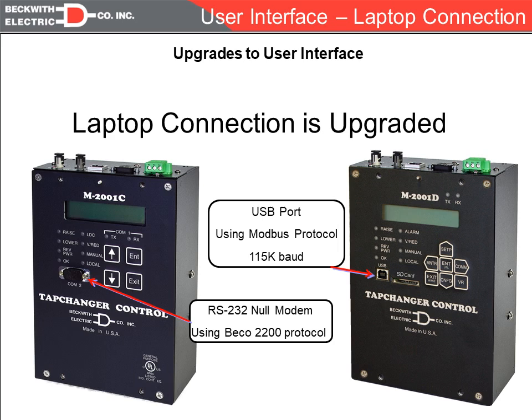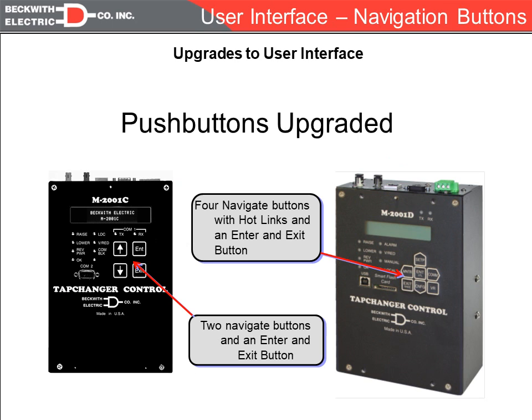And finally, the older controls all used BECO 2200 as the internal protocol between TapTalk and the control. In the D, we are now using Modbus protocol between the TapTalk and the control. This does mean that there is a different version of TapTalk specifically for the D. So there will be two different versions of TapTalk, one for the 2001 A, B, and C, and then a new version that will be specifically for the 2001D. So we feel that we've upgraded the connection for the local operator via the laptop.